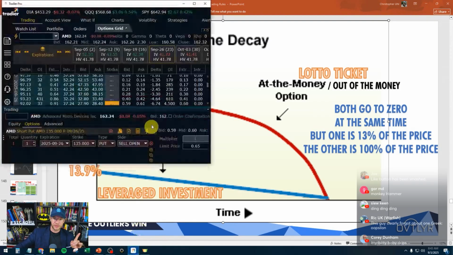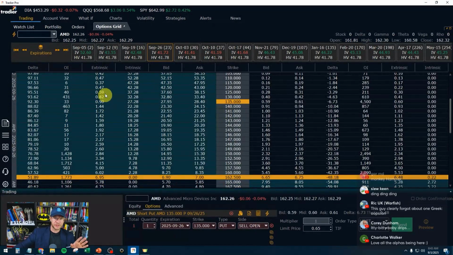Now remember, we don't really care about the extrinsic value. We're trying to maximize the intrinsic value. And the intrinsic value is calculated by, this is the third time I've talked about it, the price of the option minus your strike price. So the deeper it goes into the money, that's what you want.